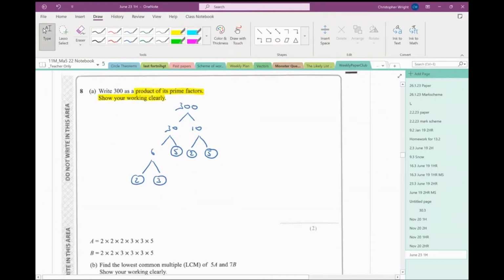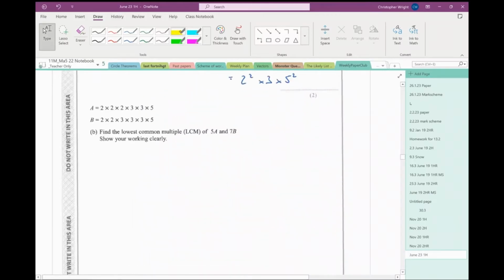So 300, written as a product of prime factors, will be 2 times 3 times 5 times 2 times 5, which you could always write as 2 times 2 times 3 times 5 times 5, which you could always write as 2 squared times 3 times 5 squared. Okay.